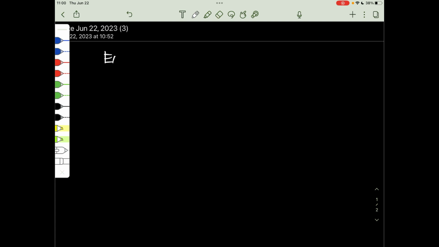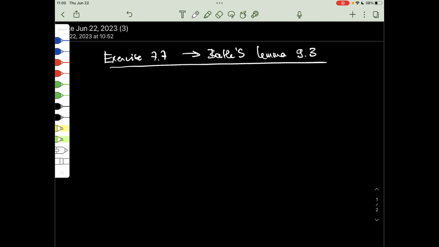This is exercise 7.7 on the basis of Bartle's lemma 9.3. In this exercise, we are supposed to show that length is a measure on the real line. Here, I don't want to provide the complete proof. This is just a sketch. All I want to do is to show the basic idea underlying the complete proof. By length of an interval, we mean this difference. So actually, this is the difference of two real numbers.